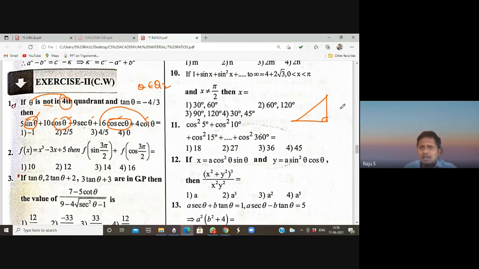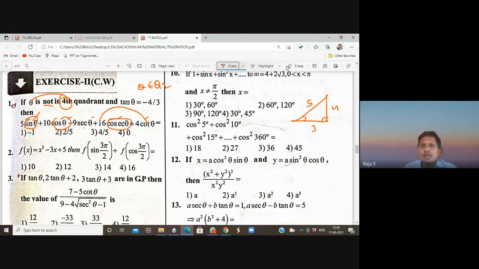Just draw the triangle, 3, 4, 5, with the help of this only. But for sine alone, give the sign carefully, right? This you can do easily. Then let's go for the next question.